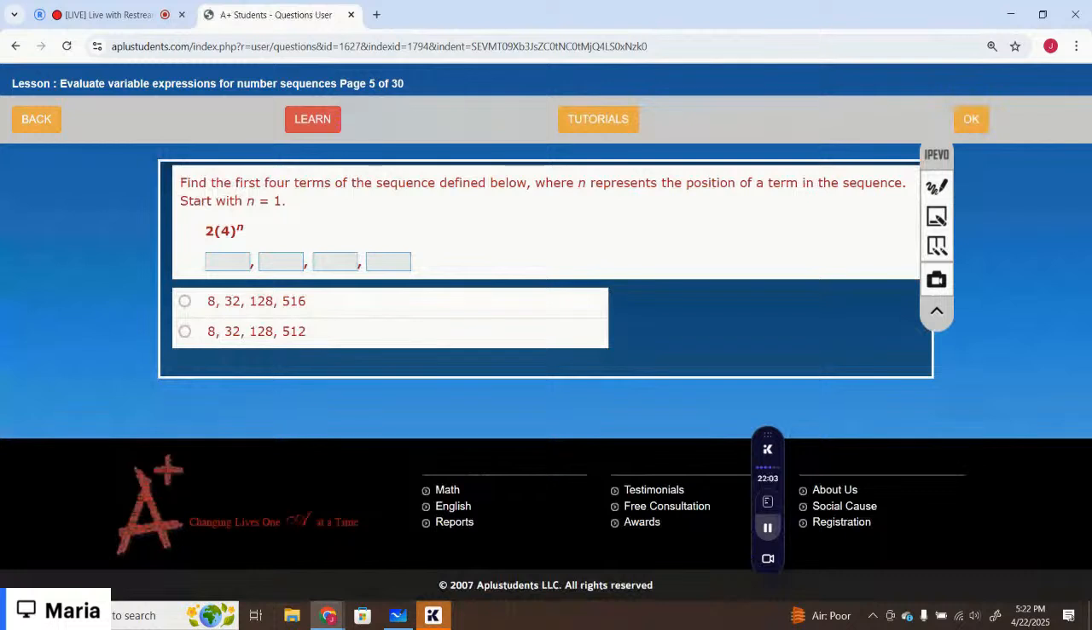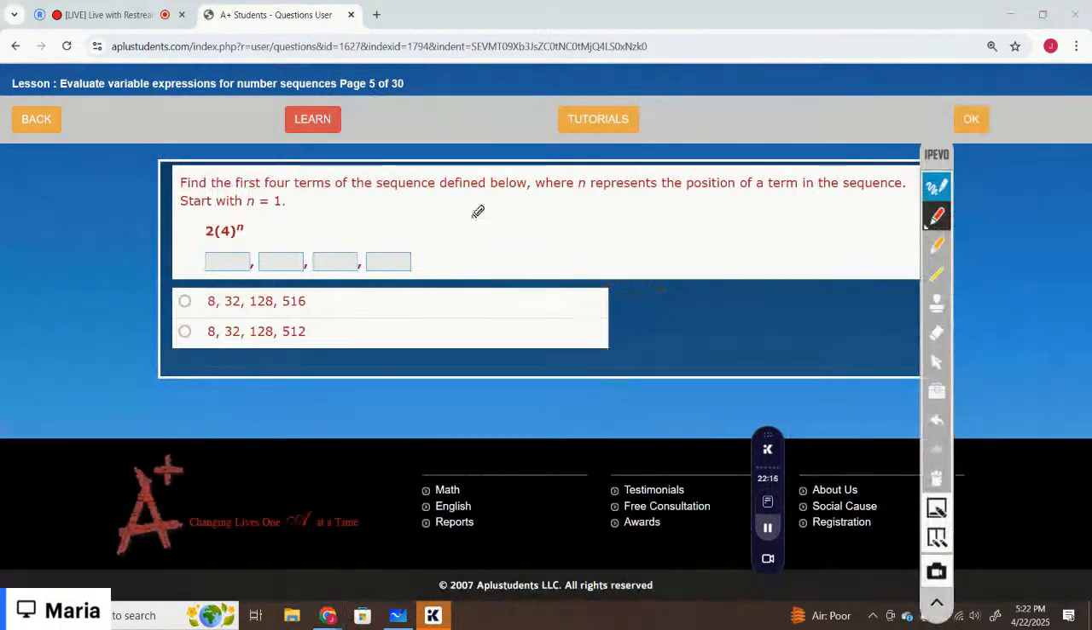Find the first four terms in the sequence defined below. The n represents the position of a term in the sequence. Start with n equals 1. That is 2 times 4 exponent n. So 2 times 4 exponent 1, 2 times 4 exponent 2, 2 times 4 exponent 3, and 2 times 4 exponent 4.